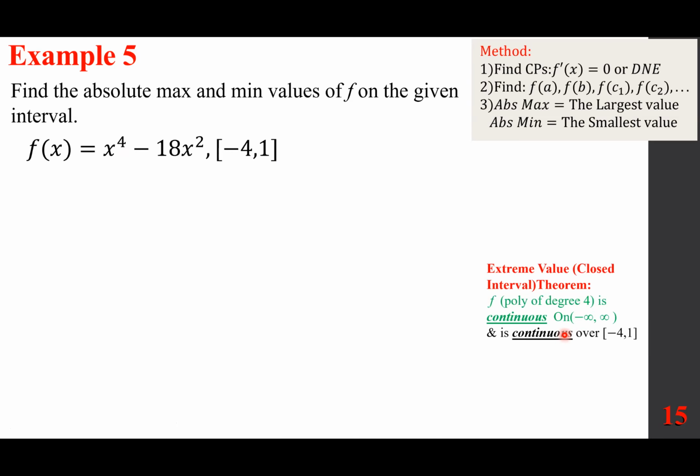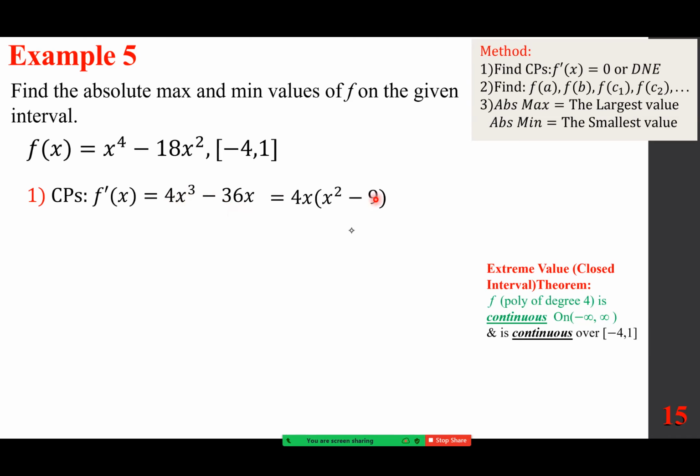The next thing is to find the derivative, which is 4x cubed minus 36x. To set this equal to 0 or look at whether it doesn't exist, we have to factor this. So I'm going to factor the 4x out because 36 and 4, both of them are divisible by 4. So 4x comes out and it gives us x squared minus 9. And as you know, x squared minus 9 is x plus 3 times x minus 3.